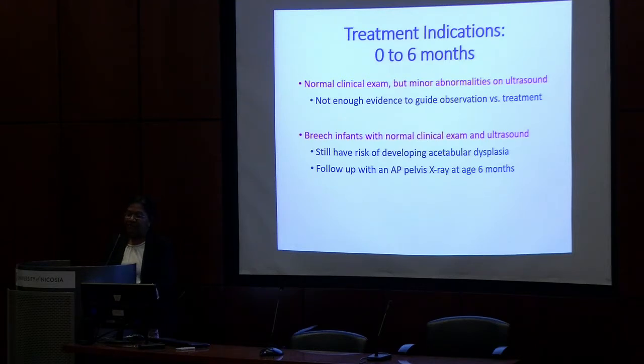This is what we were talking about earlier. If you have a normal clinical exam, but just minor abnormalities on the ultrasound, there isn't enough evidence to know whether you should just observe these children versus treat them. So that becomes more of a personal decision. And children who are breech, who at birth have a normal clinical exam and a normal ultrasound, should still be followed because they still have a risk of developing acetabular dysplasia. In those children, you want to see them back at 6 months with a pelvis X-ray.